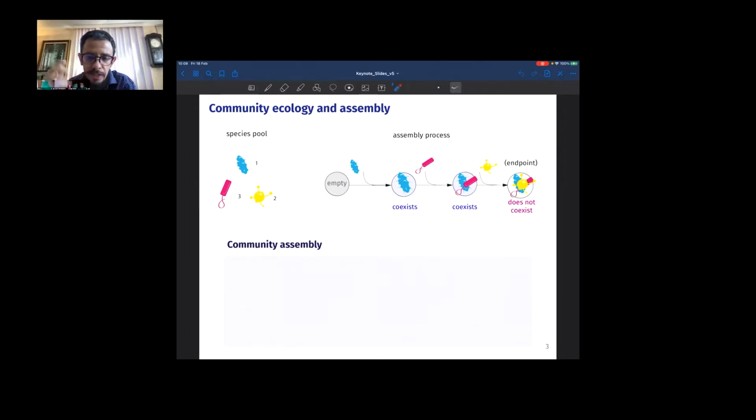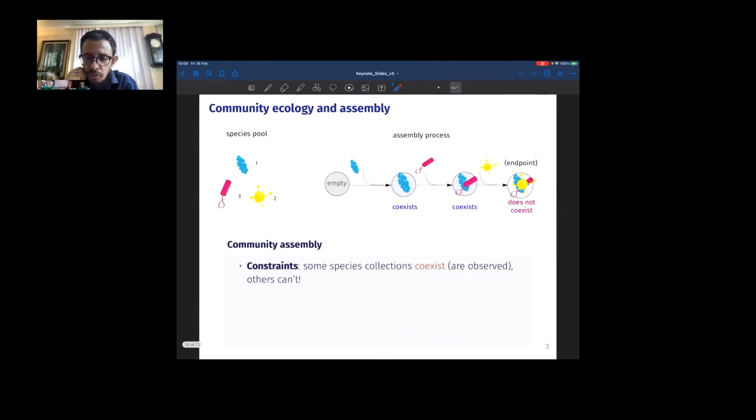Then different species can arrive one at a time. For example, the third species to arrive can be the yellow one. But something that may happen is that the yellow species, the blue species, and the pink species cannot coexist together. So this community you won't be able to observe, and the endpoint is somehow not realized. You will only be able to observe your garden looking blue and pink.